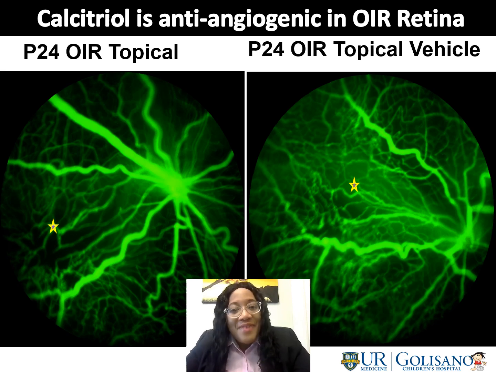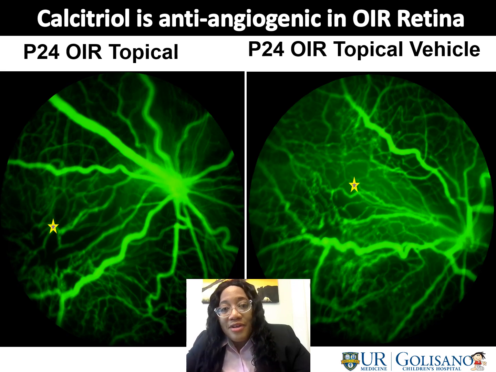So my 5-year NIH National Eye Institute K08 grant studies the efficacy and mechanism of dual therapy of intravitreal pro-angiogenic VEGF A165A microparticles for early treatment of ROP and topical calcitriol for late treatment of ROP in restoring the vascular, structural, and functional OIR phenotypes.